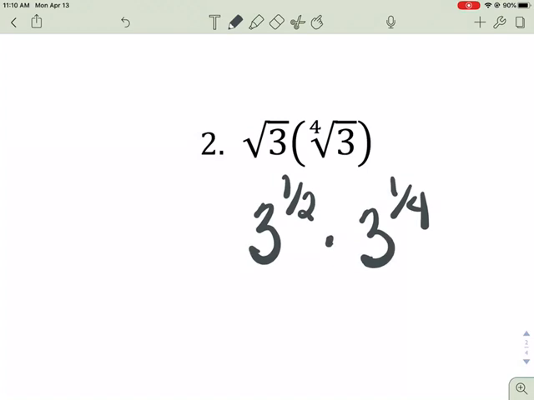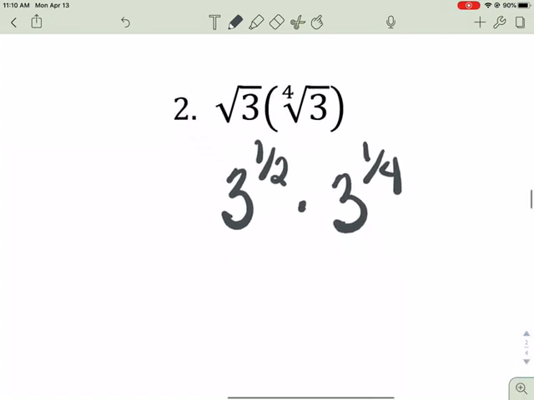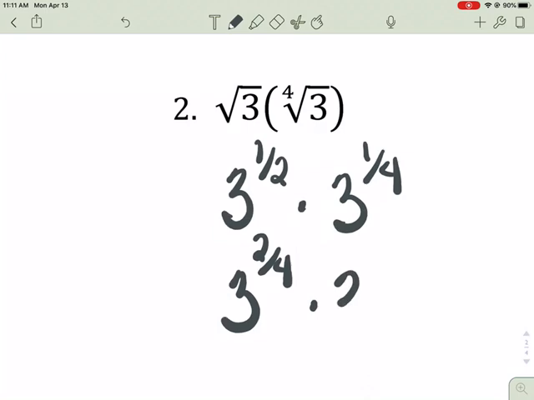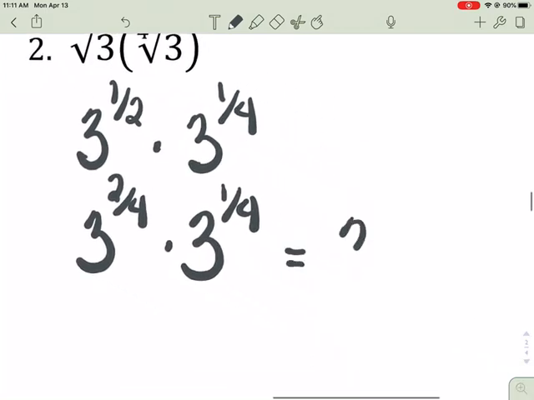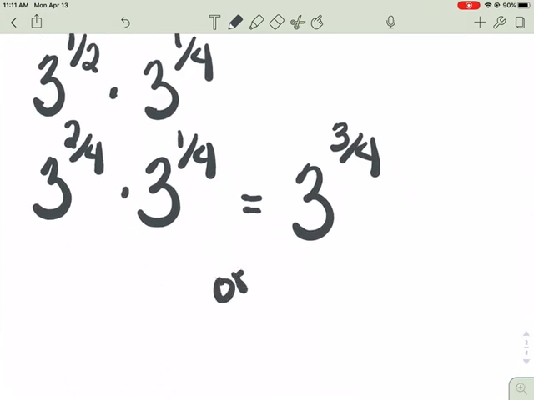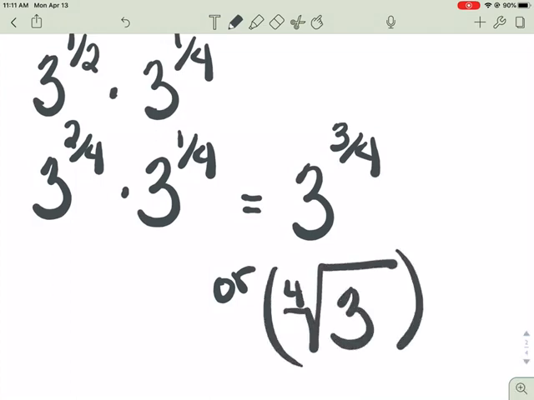All right, so if you remember, according to our properties, when we multiply bases, we add exponents. So we have 1/2 plus 1/4. We need a common denominator to be able to add fractions. So 1/2 in terms of 4 is 2/4. So 3 to the 2/4 times 3 to the 1/4. We're going to add our exponents, and we're going to get 3 to the 3/4. We can leave it like that, or you can write it as the 4th root of 3, whole thing cubed.